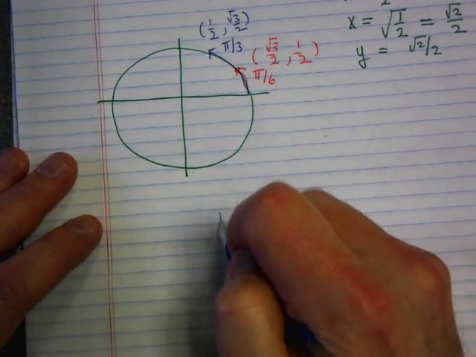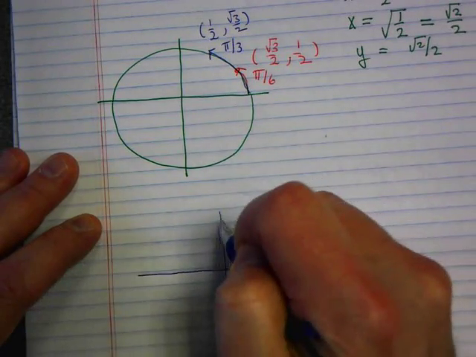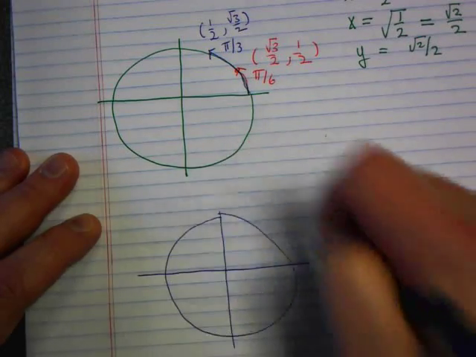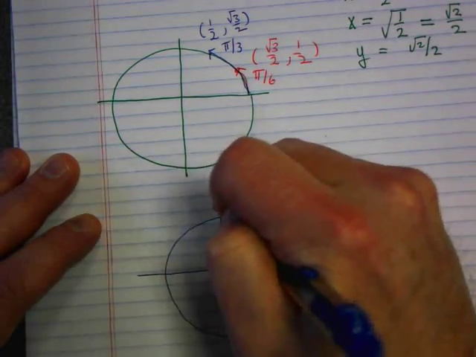All right, back to the picture here. Ooh. My circle got flattened on one side there.